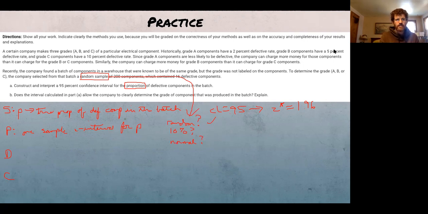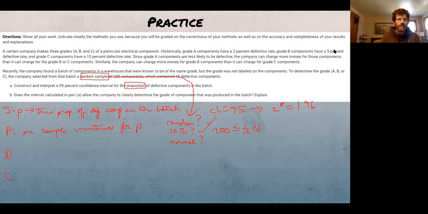The 10%, this is where it doesn't really tell us how many are in the batch. Here's where we can only assume that 200 is less than 10% of the entire batch. So we could just write something to that effect. I'm not going to write it out because I'm being a little bit lazy here, but you guys could figure out how to phrase that 200 components we are assuming is less than 10% of the number of components in that batch. So 200 is less than 1/10 of n. We're assuming that's true.